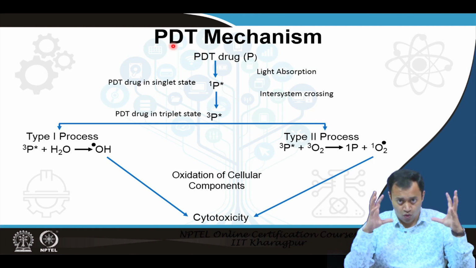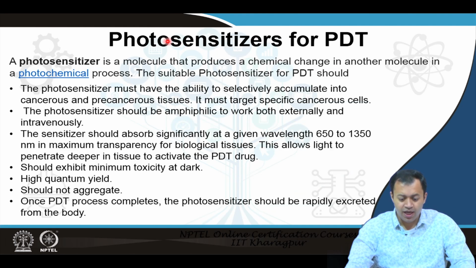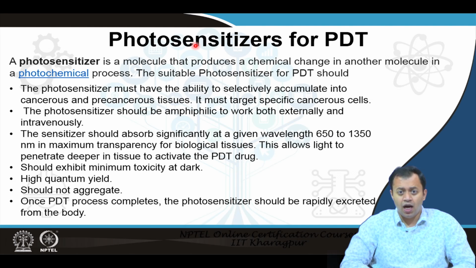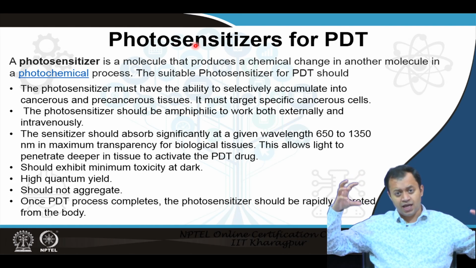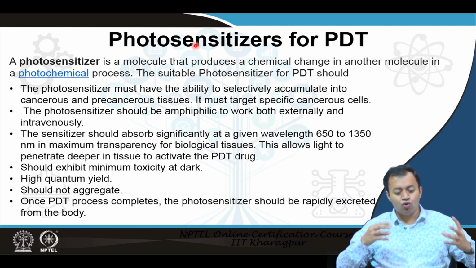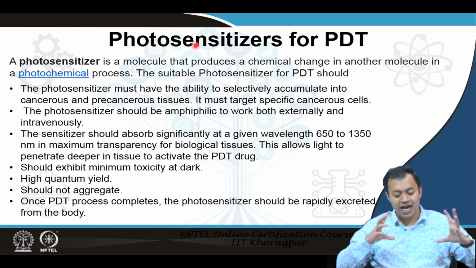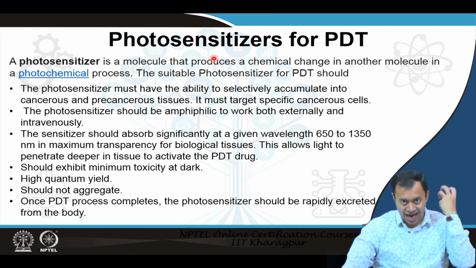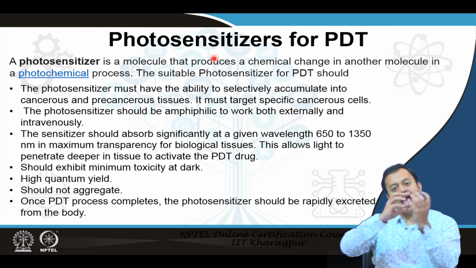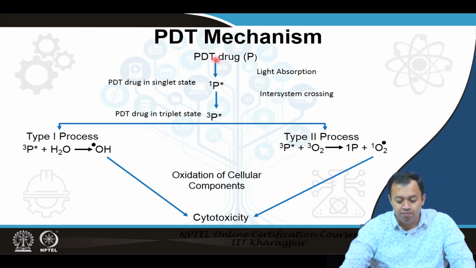So, PDT is the overall molecule, and a part of PDT is the photosensitizer. Just like you remember the chromophore we discussed when we were discussing our eye, not the entire molecule needs to be excited by light. You have fluorophore, you have chromophore. So, the photosensitizer is that part of the PDT drug that gets excited by light and that brings in the overall change in its singlet and triplet states.